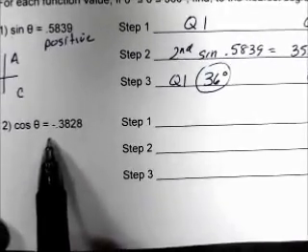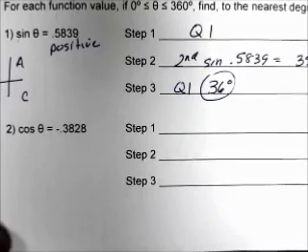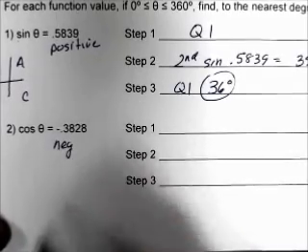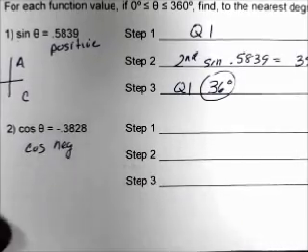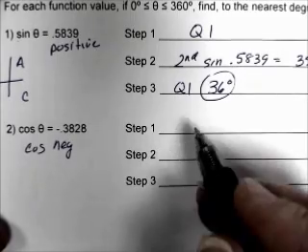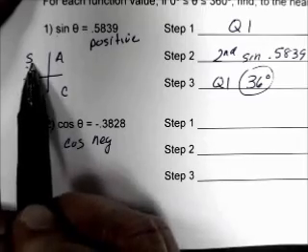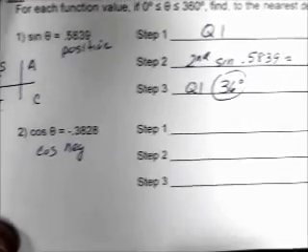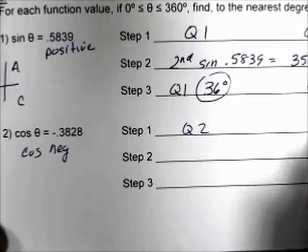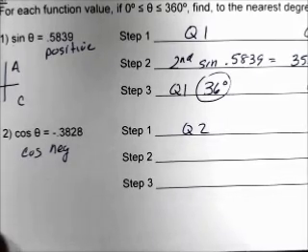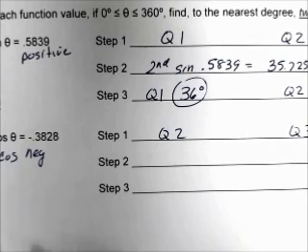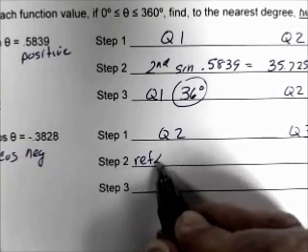The next example we're going to work through, the cosine of theta equals negative 0.3828. Okay, this is negative. In what quadrant is cosine negative? Cosine is negative in quadrants 2 and 3. So quadrant 2 and quadrant 3. Now we go to the calculator. We actually need to find the reference angle. All right, step 2 is finding the reference angle.